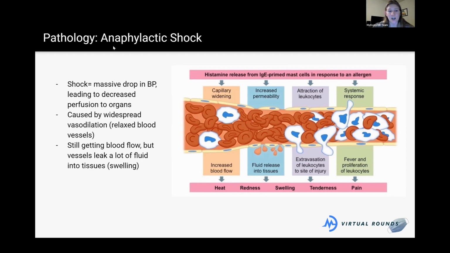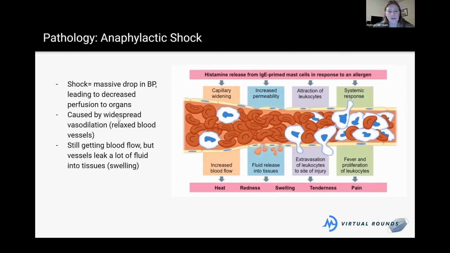So the definition of shock is a massive drop in blood pressure that leads to a decreased perfusion of organs. And so if you don't treat anaphylaxis and you have a really low blood pressure and you're in anaphylactic shock, then you can have decreased blood flow and organ failure to your kidneys, your brain, your heart, your GI tract, things like that. So it's really important to keep that blood pressure up into a stable range. And that's what the epinephrine is going to do.